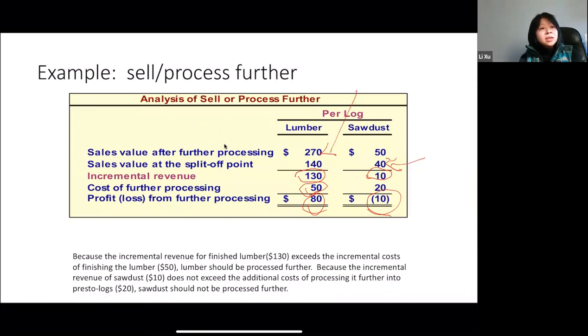Does demand influence the split-off point? Yes, but the demand should be somehow reflected in the sales price. So we are assuming equilibrium. The sales price is set at a certain price. You assume you can sell everything you produce at that price. That makes sense. So if you have a weaker demand, then the price should be reset to a cheaper price. Make sense? All right. Any other questions?